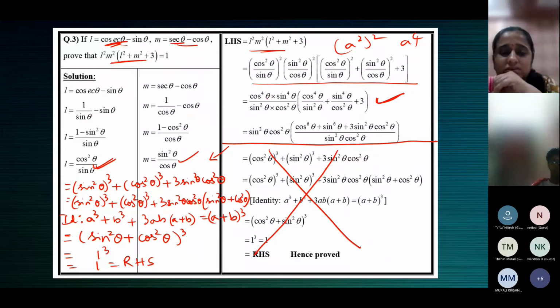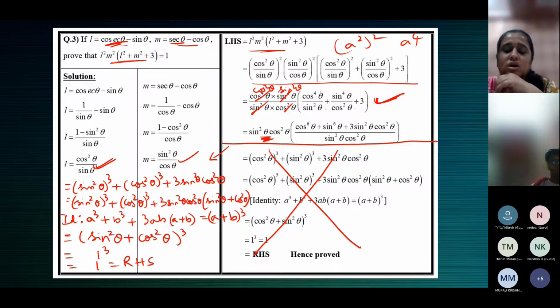Then you have to simplify. See here, this one and this one simplifies to cos square theta. And when you cancel out these two, this becomes sine square theta. That's what you have here, sine square theta into cos square theta. And here you'll have to take up the common denominator. Sine square theta, cos square theta is the common denominator.